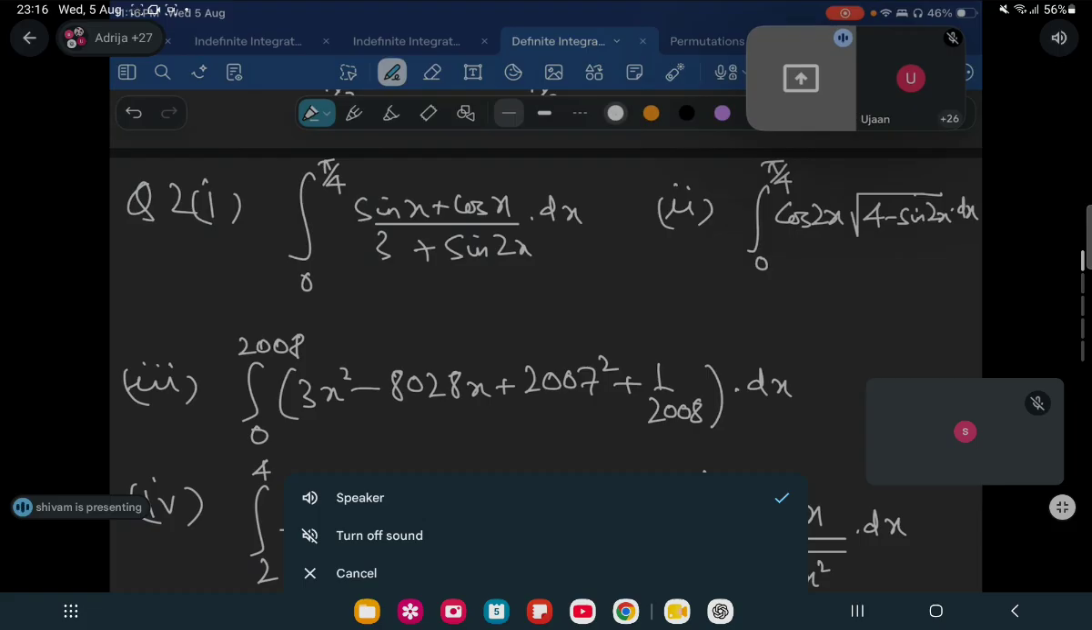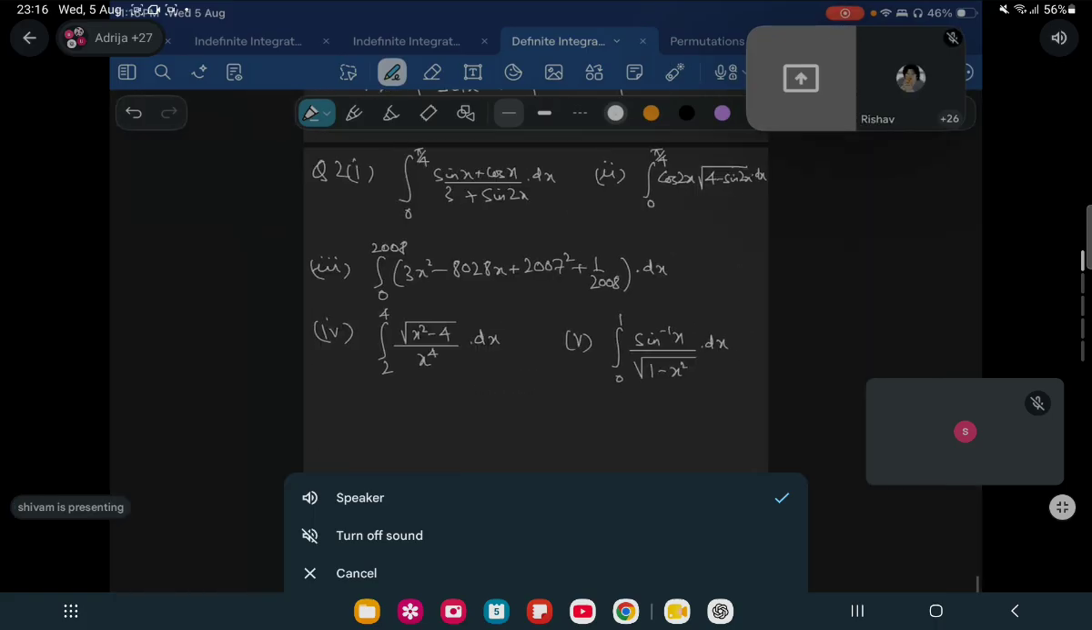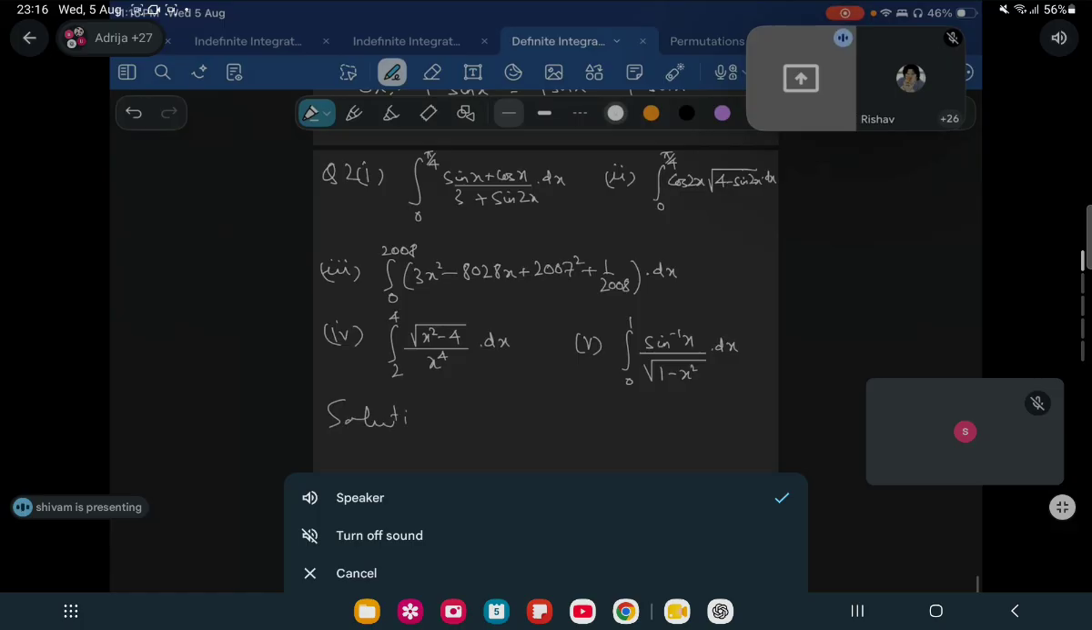Okay, let me start with the first one. Everyone pay attention. Number 1: integral from 0. This kind of integral, we have done it, everyone. You just understand what is the differential in the numerator, whose differential is present. So what you do is, you take y is equal to sine minus cos. So what is dy? dy is equal to cos x plus sin x dx.